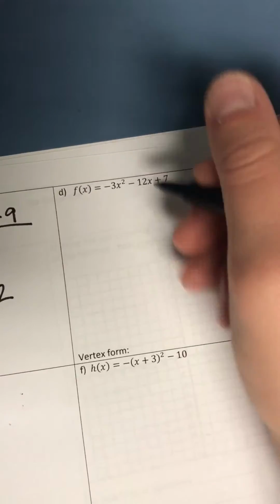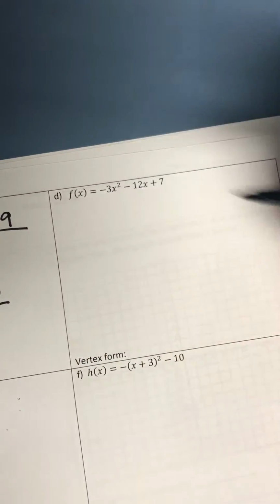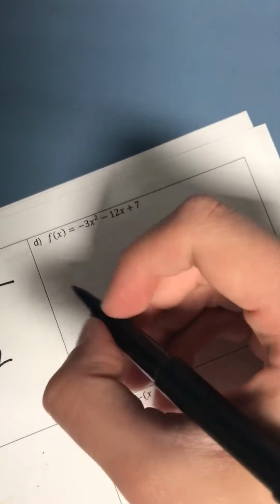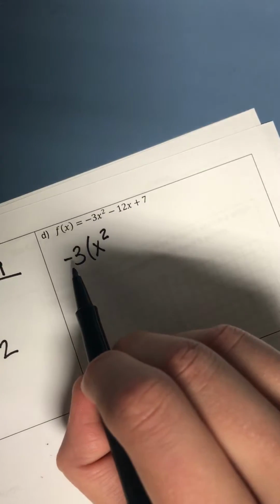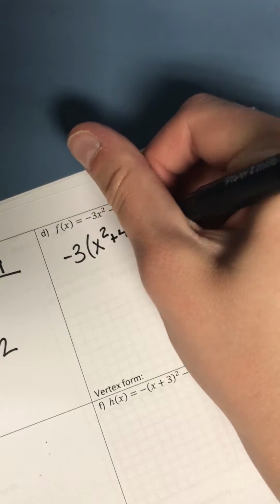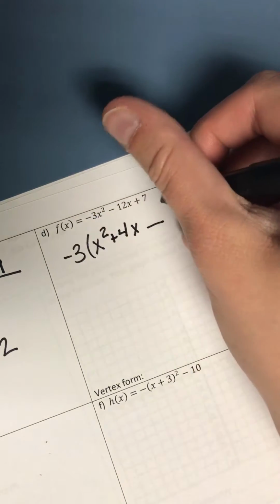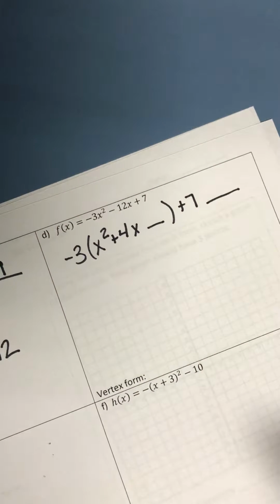Okay. This one's going to be a little trickier still because I have not only a coefficient out in front, but I have a negative leading coefficient. So I'm going to factor the negative out with the 3. And when I factor a -3 out of -12, I should have positive 4x. Then my blank space, kick your +7 out, and another blank space.